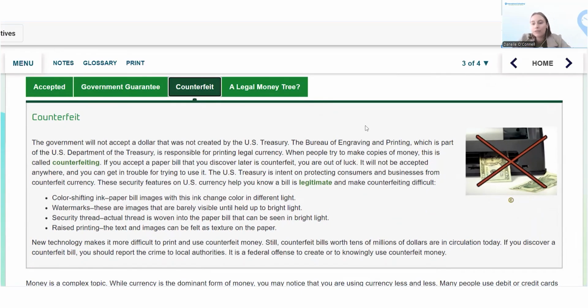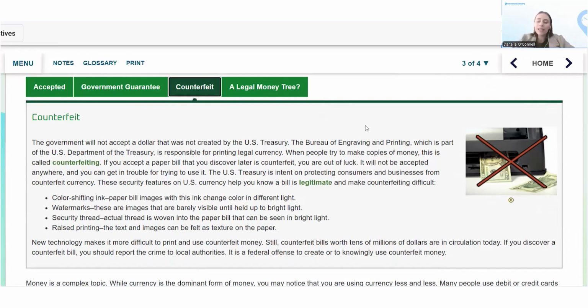The Bureau of Engraving and Printing, which is part of the Treasury, is responsible for printing legal currency. So when people try to make copies of said money, it is called counterfeiting. If you saw a $1 bill that was lying on the ground and you look at it, and it doesn't quite look right, and you find out it is counterfeit, you are out of luck. It will not be accepted anywhere, and you will get in a lot of trouble if you try to use it.